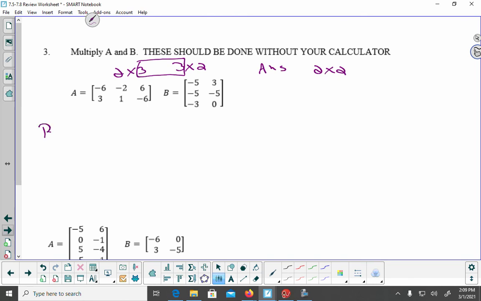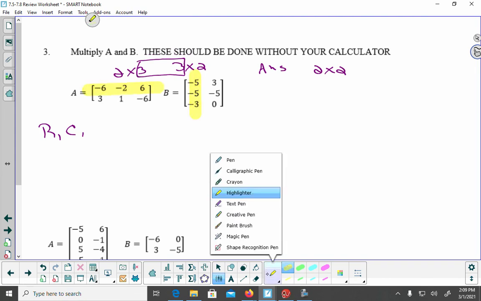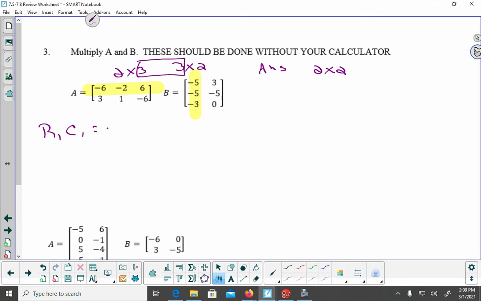So let's start. Row 1 times column 1. If you want to highlight, you can highlight. I'm not going to highlight the whole time. I'm taking row 1 times column 1. So when I do that, I'm going to have negative 6 times negative 5 plus negative 2 times negative 5 plus 6 times negative 3. So it's going to be 30 plus 10, so 40 minus 18. And I'm going to get 22.